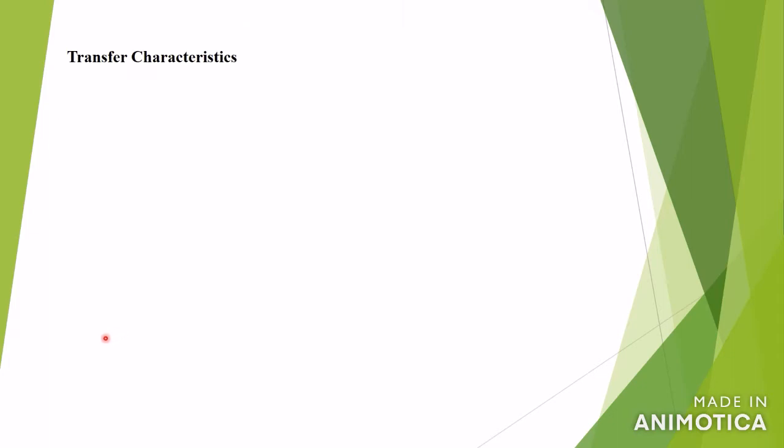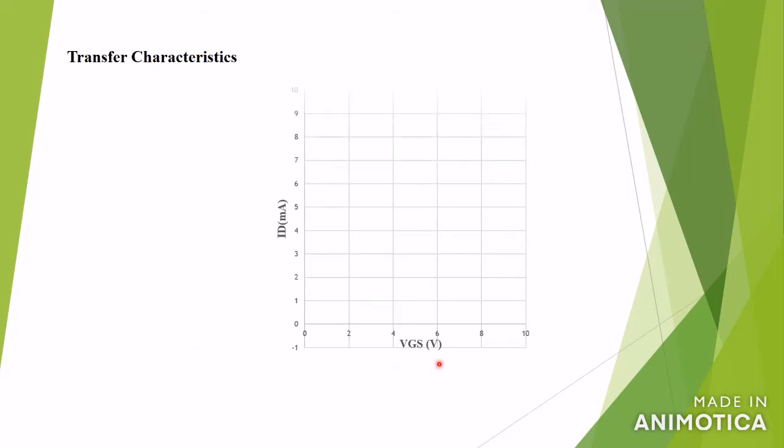First we'll discuss the transfer characteristics. Transfer characteristics is the characteristics drawn between VGS and ID. VGS is the gate source voltage and ID is the drain current. If we vary the gate source voltage, initially current will not flow until the threshold value is reached. Once the threshold value is reached, the current will start increasing.